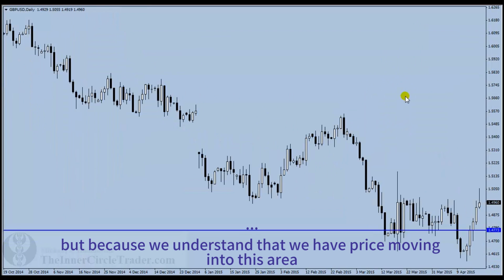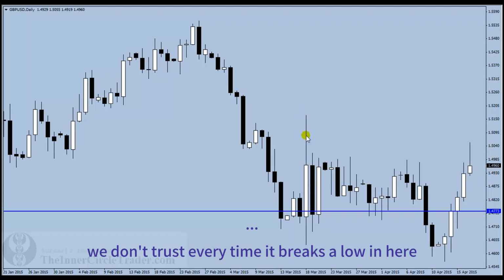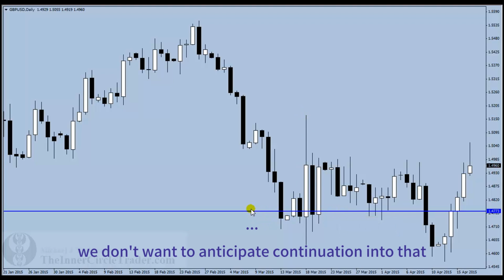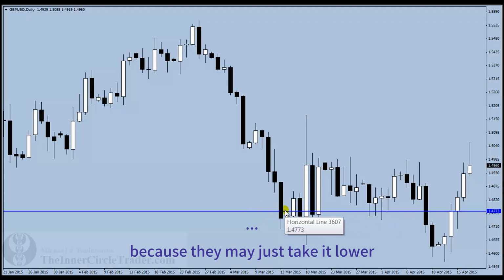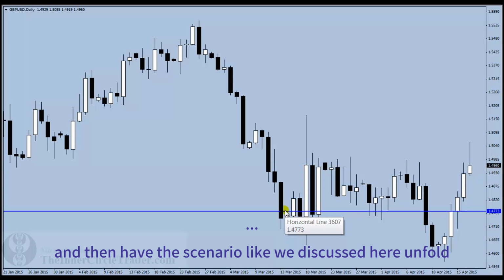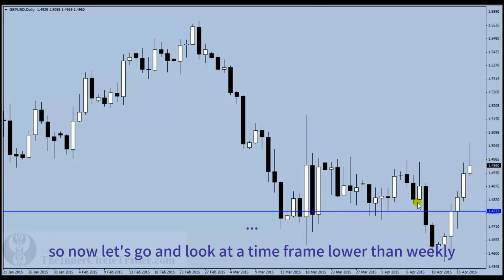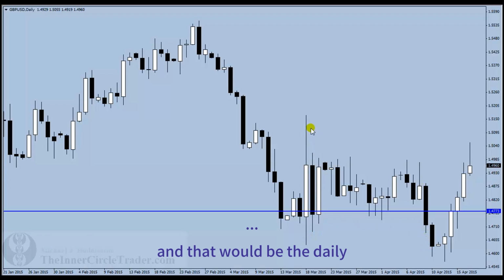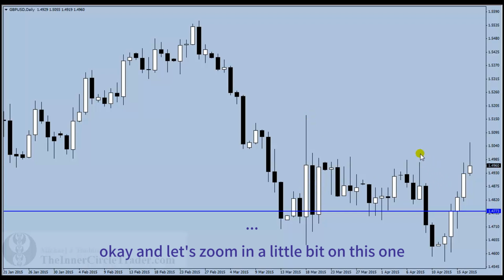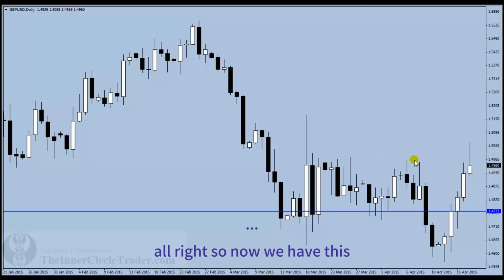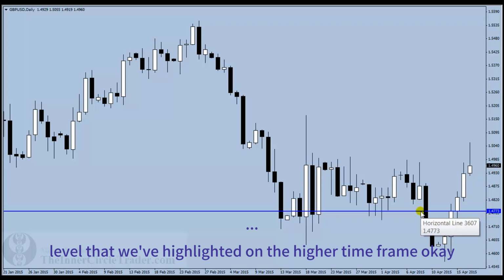Okay, and let's zoom in a little bit on this one. All right, so now we have this level that we've highlighted on the higher time frame. Okay, and we moved into a consolidation. Now prior to this move down here, the range was this low and this high. All of this consolidation in here, if you look at the highs in here, we have short-term little resistance levels.